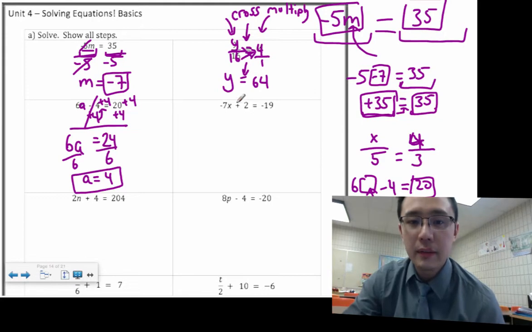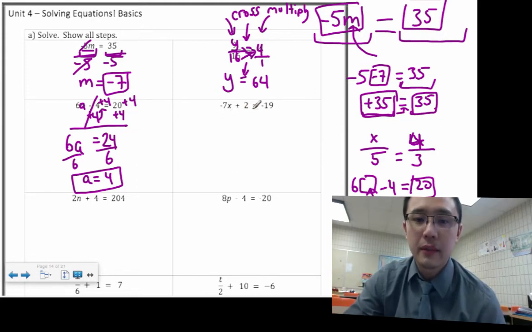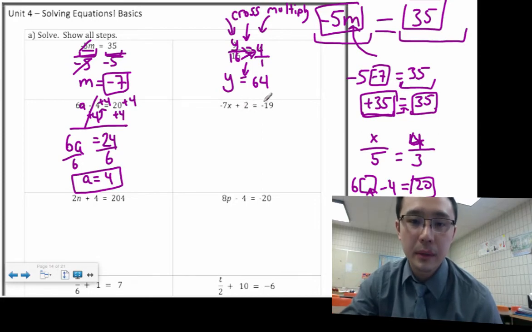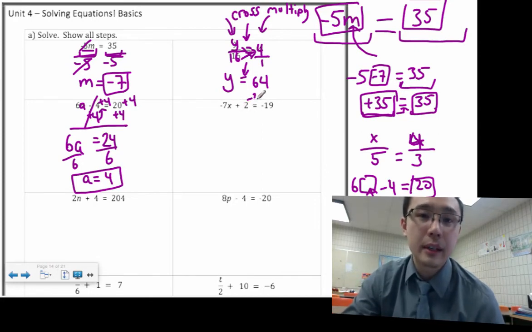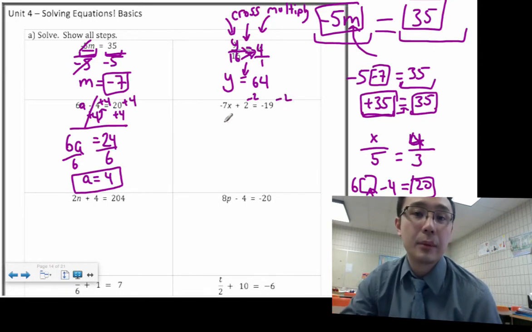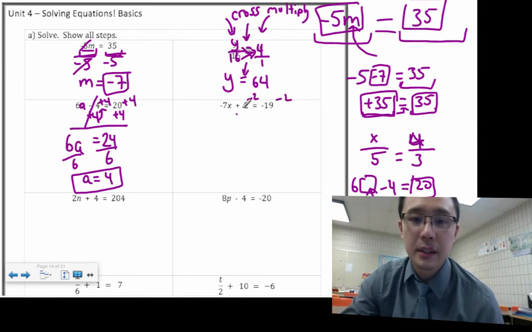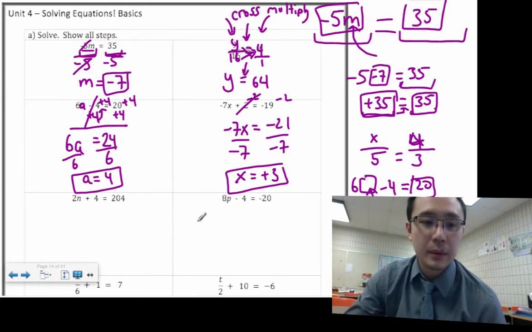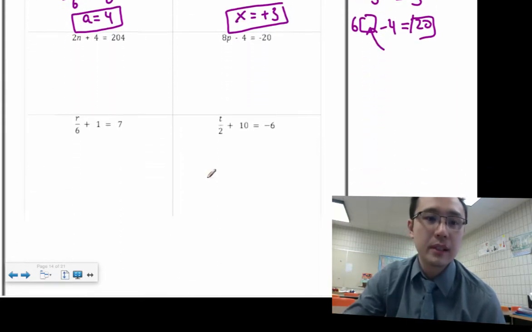Same thing here, negative 7x plus 2 is equal to negative 19. I want to get rid of the adding and subtracting first. So I'm going to subtract 2. That will give me 0. But if I subtract 2 on that side, I have to do it to that side to balance it out. So this gives me 0. Negative 7x is equal to negative 21. Divide this by negative 7 because I want a positive x, so x is going to be positive 3. So that's my answer. And then moving on to the next 4 questions, same thing.